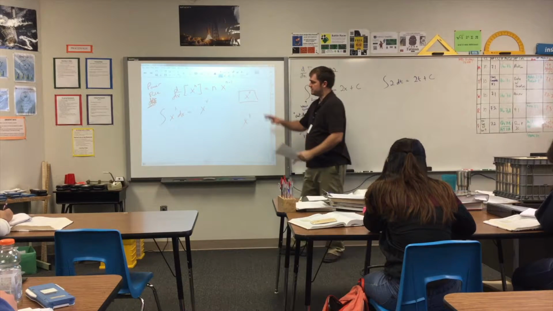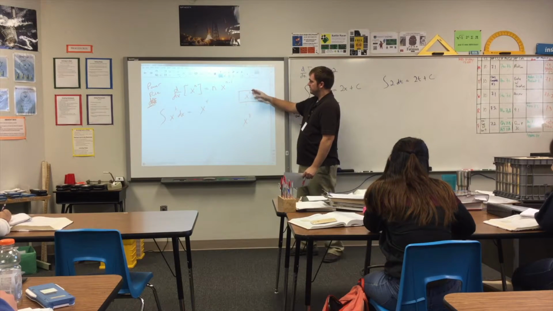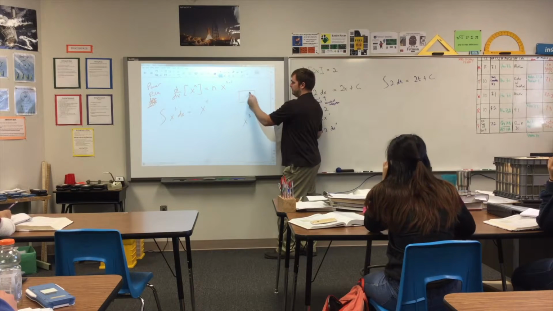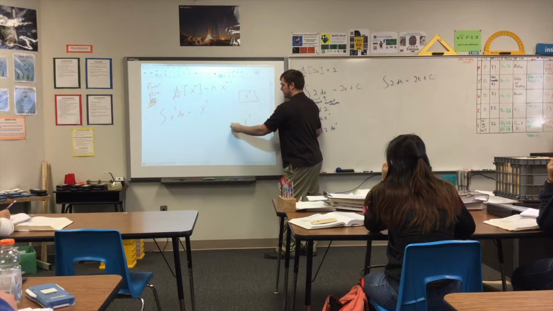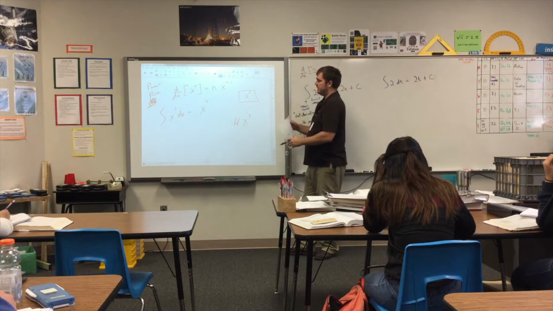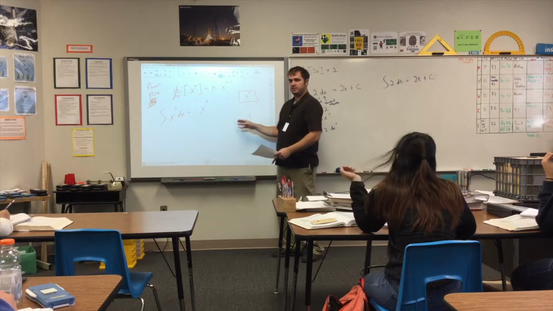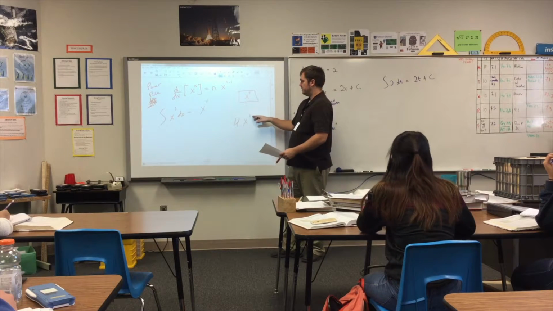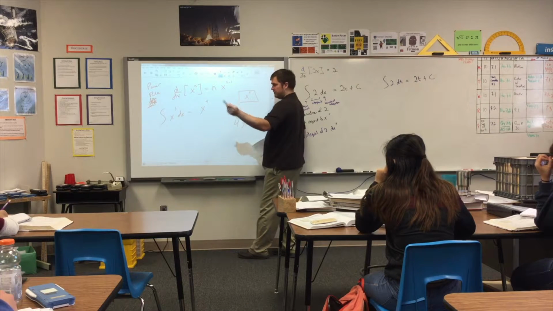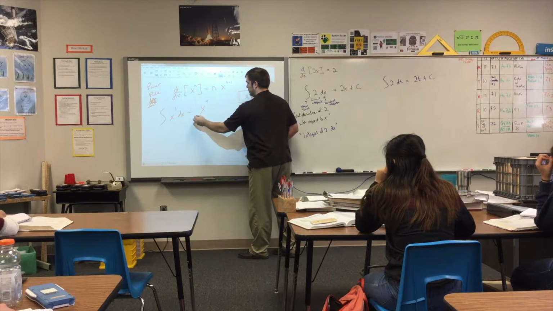The problem is if I just leave it like that and take the derivative of x to the fourth, I have to pop down the 4, so it would be 4x cubed. But I don't have 4x cubed, I just have x cubed. So, say that again? X to the fourth over 4.